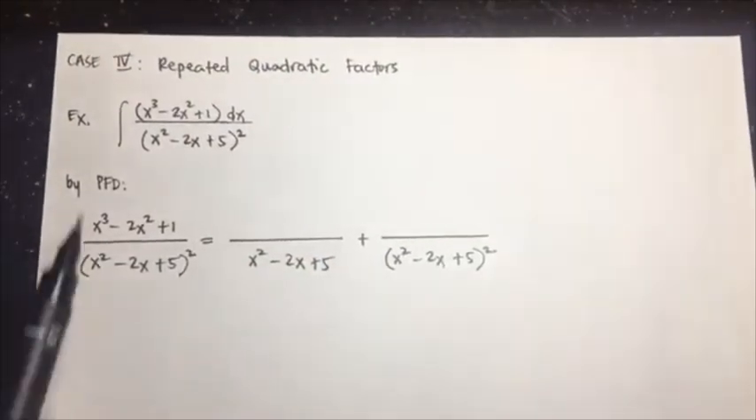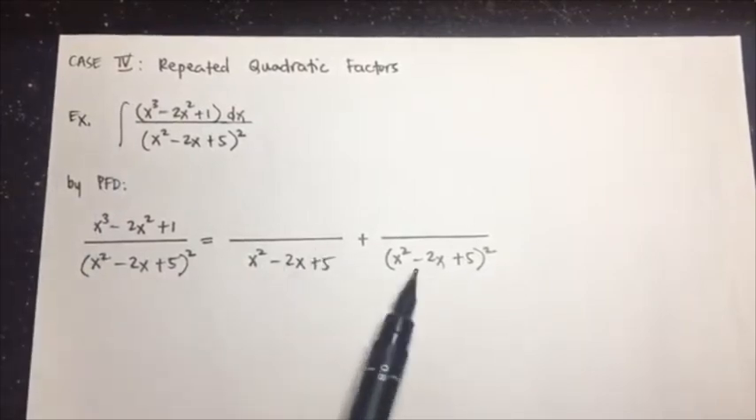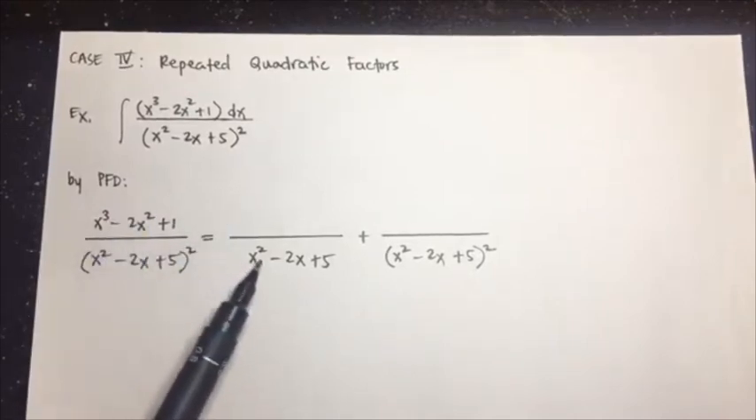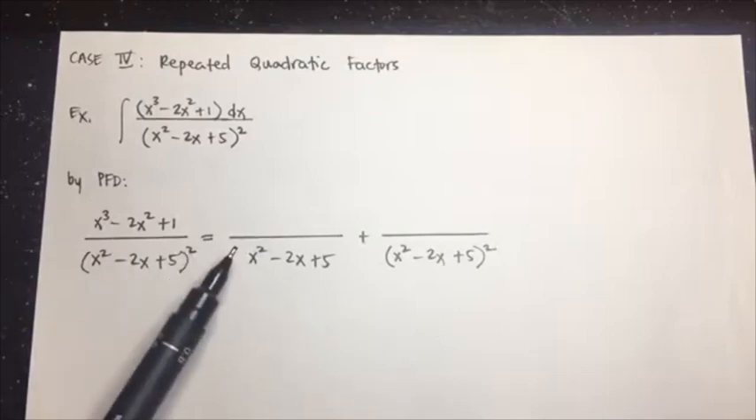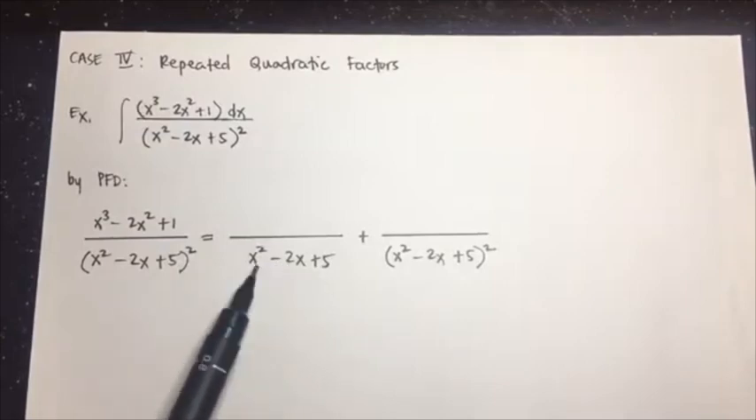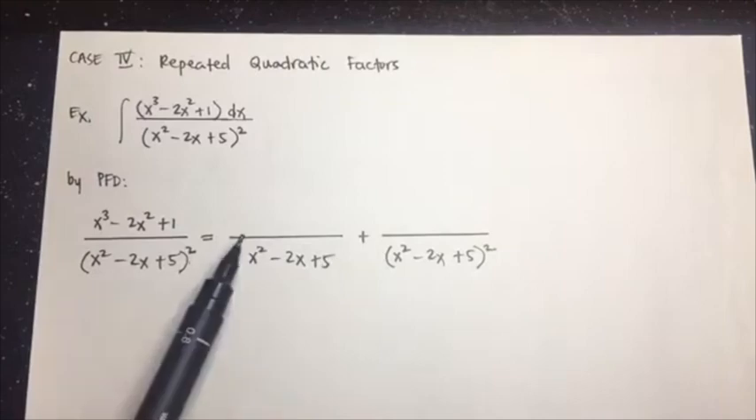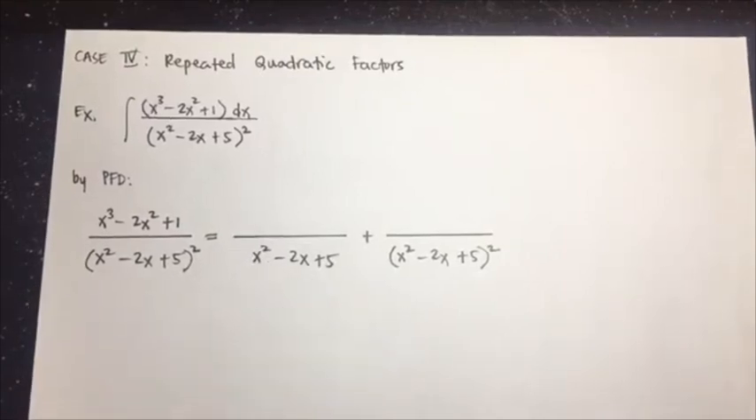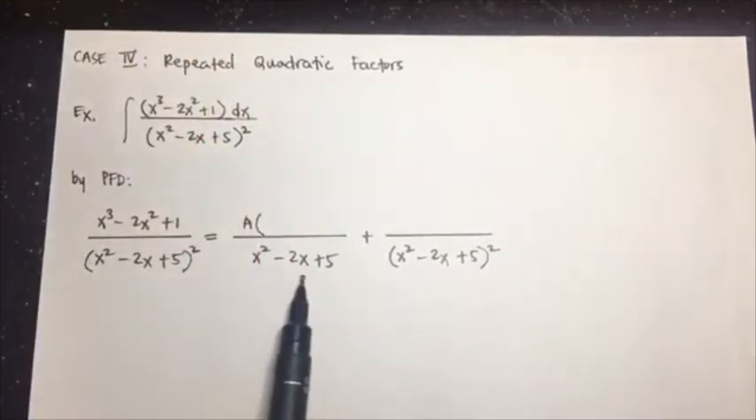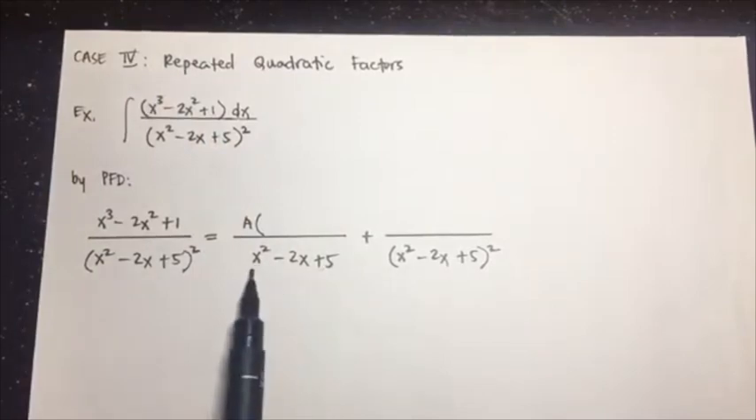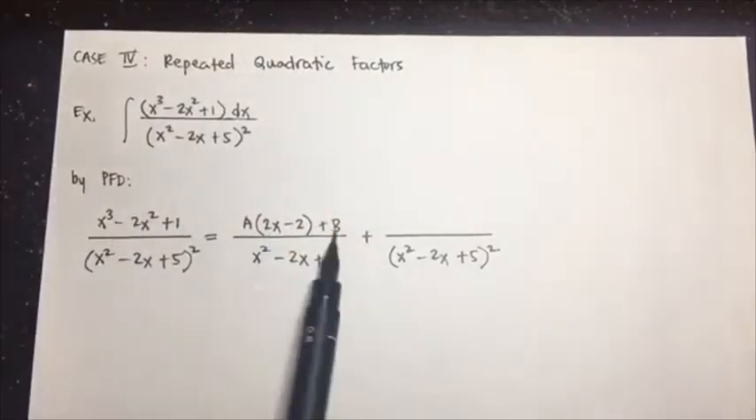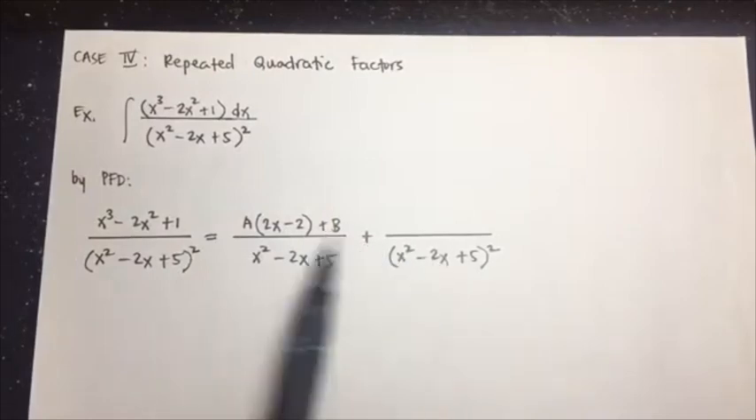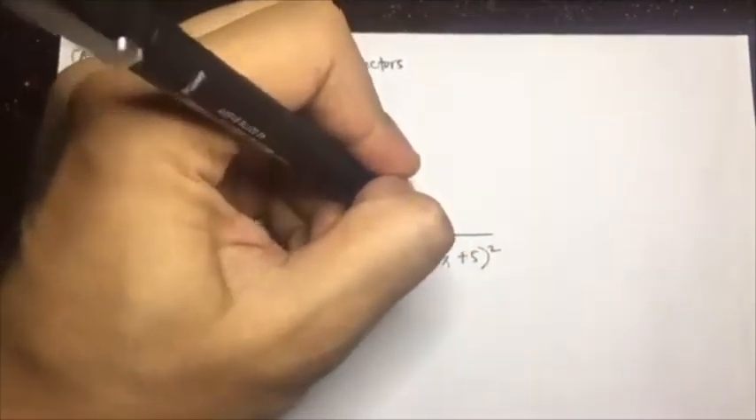Similar to case 3, if we have a quadratic denominator, its numerator should be linear. Since we are expecting later on that we will integrate using the natural logarithm, the x term in the linear term will be the derivative of the denominator. So instead of writing ax plus b, we will write a times the derivative of the denominator. The derivative of x squared minus 2x plus 5 is 2x minus 2, plus b. In this form, this is still linear. Similarly, for the second fraction, we have c times 2x minus 2 plus d.